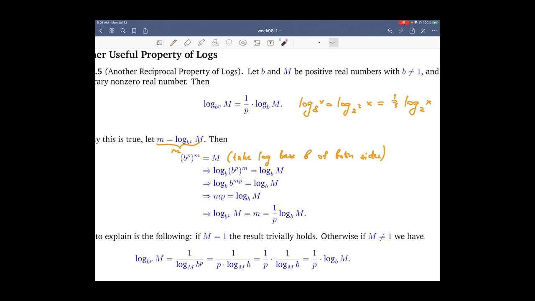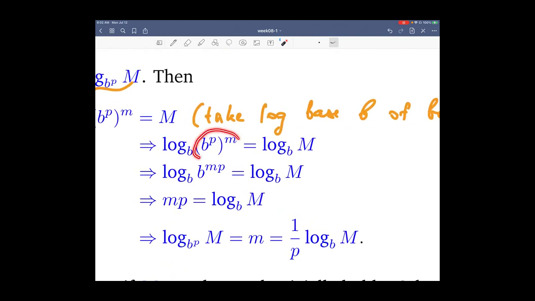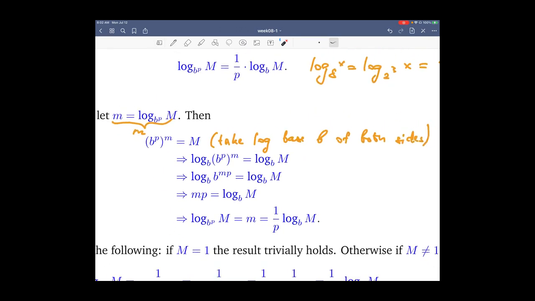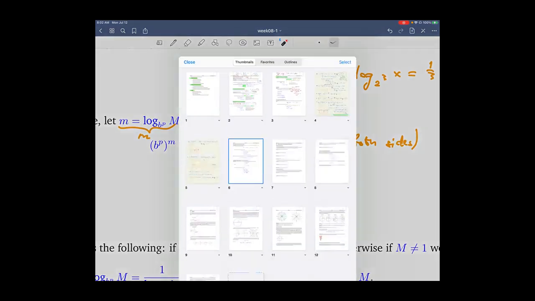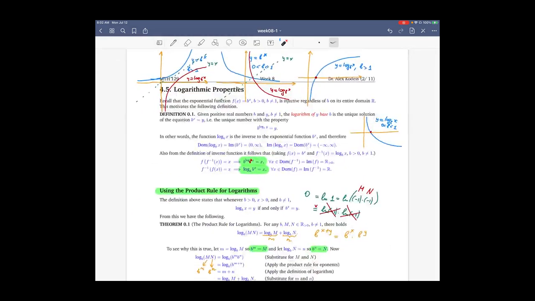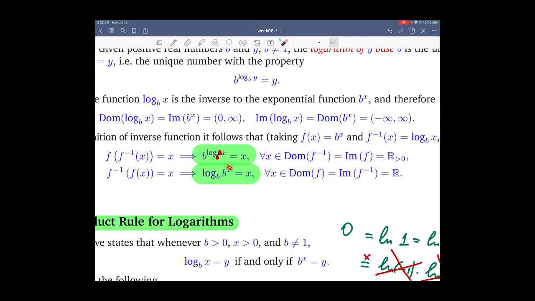So on the right we get log m base b. On the left we get log base b of the left-hand side, b to the p to the m. Here we use the rule of exponential functions. B to the p to the m is simply b to the power mp. And now we apply the same identity we've been applying all day today. Log b to the power x base b is simply x.